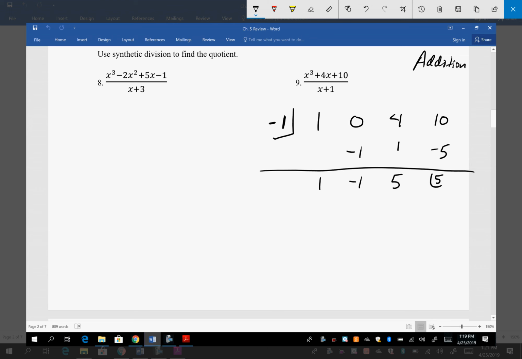All right, now that's not the answer because I need to write the actual quotient. So I started with x cubed. So what's going to begin my quotient? X squared minus x plus 5 over x plus 1.